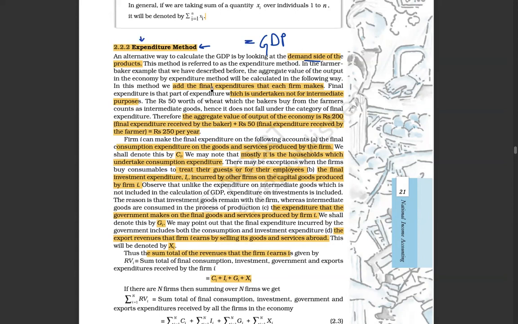So simply saying, जो process है, we will add the final expenditures that each firm makes, which is undertaken not for the intermediate purposes. So उस expenditure को हम count नहीं करेंगे. तो यहाँ पे भी you need to keep this thing in mind कि final expenditures को ही हम total करते हैं. जो expenditure किया जाता है for buying intermediate goods, that is not taken into account.